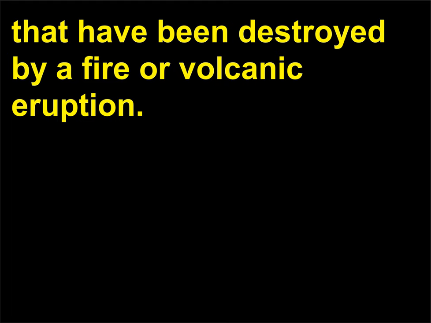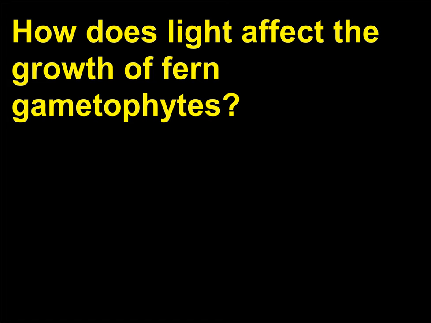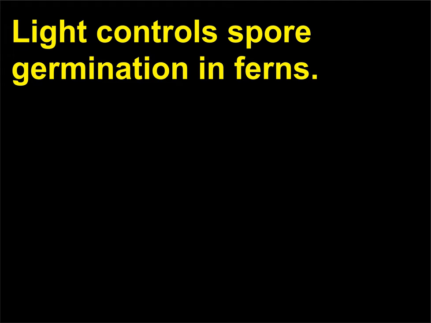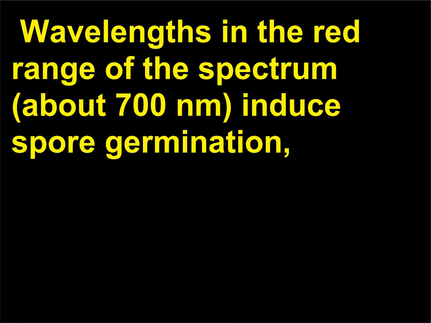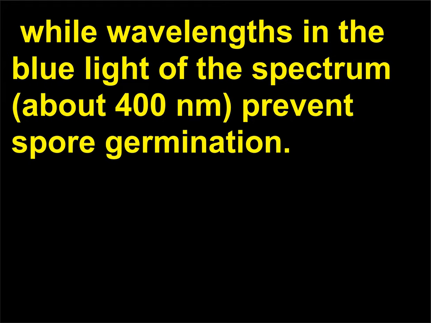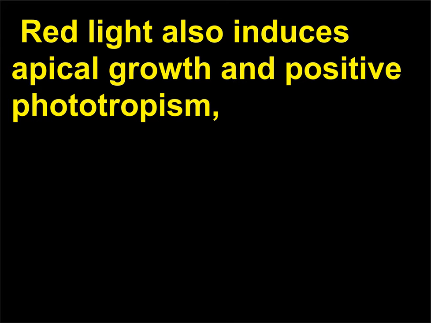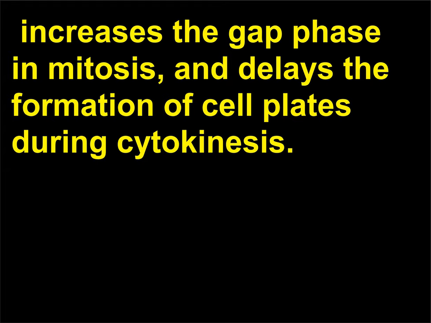How does light affect the growth of fern gametophytes? Light controls spore germination in ferns. Wavelengths in the red range of the spectrum, about 700 nanometers, induce spore germination, while wavelengths in the blue light of the spectrum, about 400 nanometers, prevent spore germination. Red light also induces apical growth and positive phototropism. It increases the gap phase in mitosis, and delays the formation of cell plates during cytokinesis. On the other hand, blue light inhibits these phenomena.